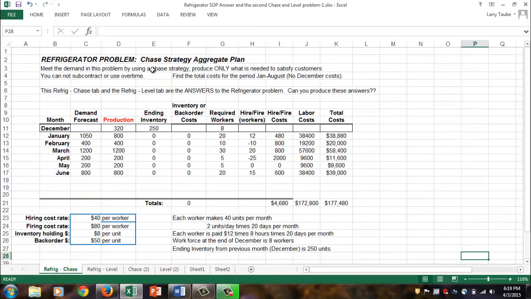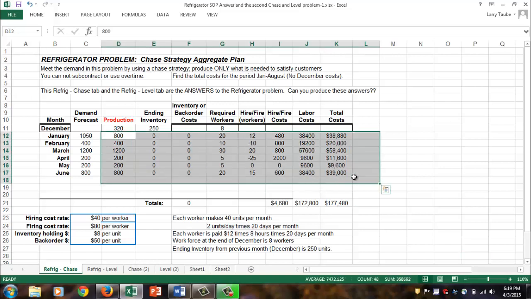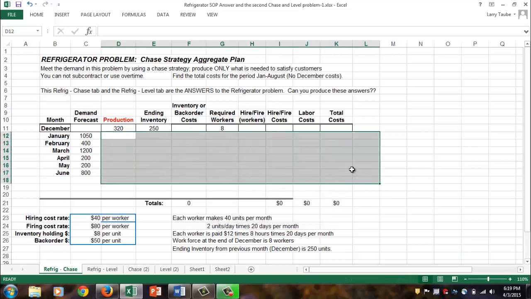So here's the Excel spreadsheet. We're going to make it a little bit bigger. So meet the demand. So this is the chase strategy, right? This is part A. Meet the demand. By using a chase strategy, produce only what's needed to satisfy the customer.